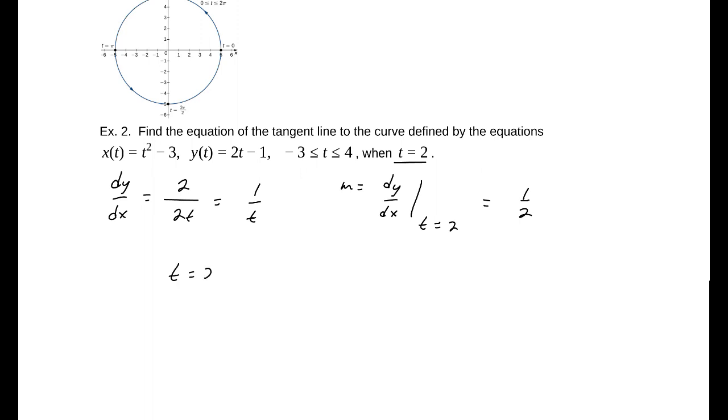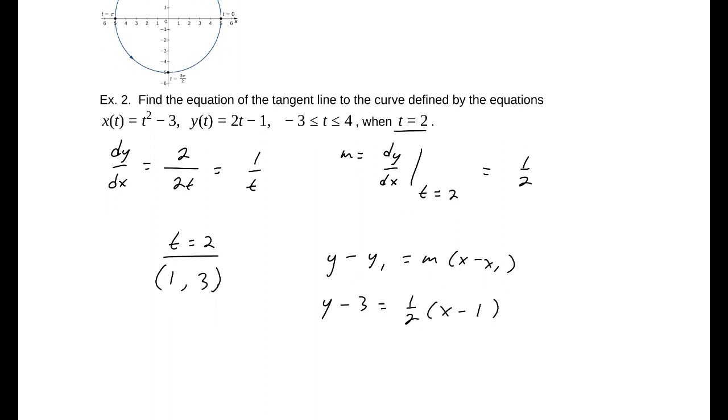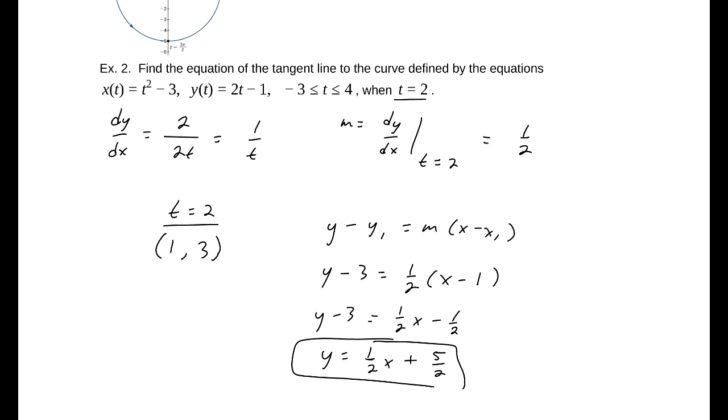Now what is our point at t equals 2? Well, our point with t equals 2 is going to be 1, comma, plugging in 1 there, we get... That can't be right. Nope, that's a 3. There we go. So 1, 3. I plugged in 1 there. Okay, so we have the point 1, 3 and a slope of 1/2. So y minus y1 equals m times x minus x1. Use our point slope form there. All right, 1/2 times x minus 1. Distributing there, 1/2 x minus 1/2. Which means y equals 1/2 x plus 2.5, so 5 over 2. And there is the equation of our tangent line with this curve.